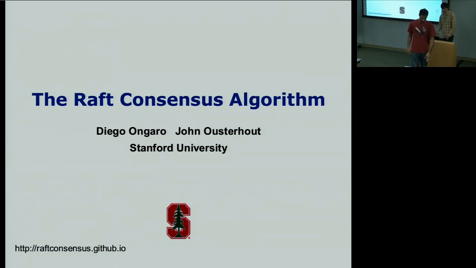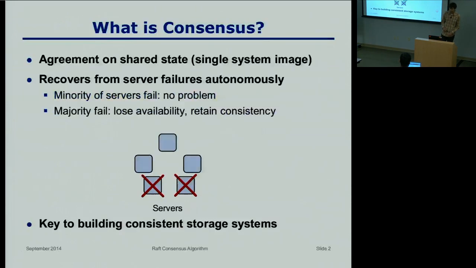I'll just jump right in. So I'm going to go over an intro to consensus and then go deeper on the Raft algorithm itself. What is consensus? It's a bit hard to define, but it's agreement on shared state. So you have multiple servers. You want them to agree and present a consistent view of some state, and yet you want to be able to tolerate failures.